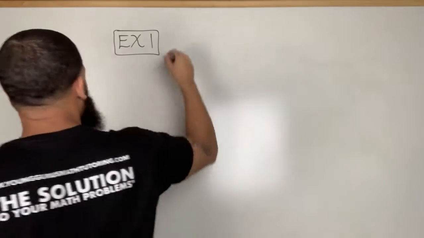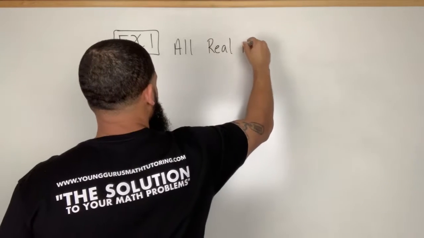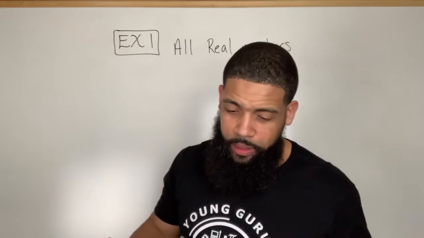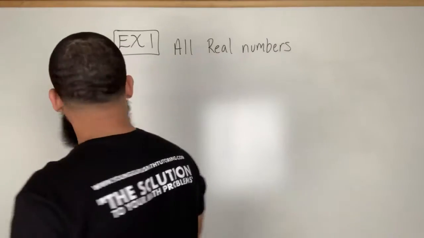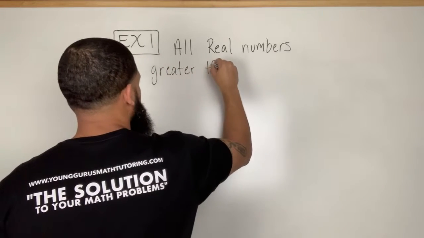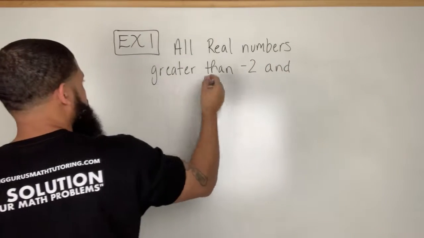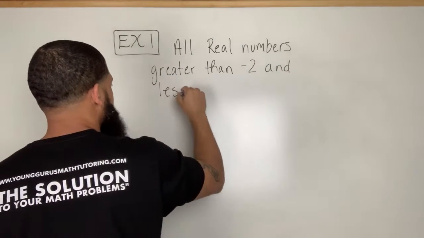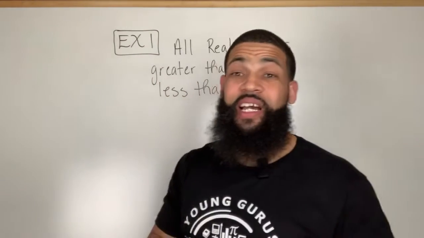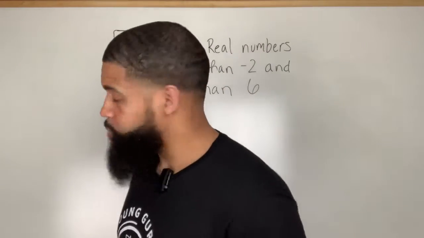So, all real numbers greater than -2 and less than 6. So all real numbers greater than -2 and less than 6. Okay, now this is a compound inequality. So it's going to actually have two parts. So let's break it down.